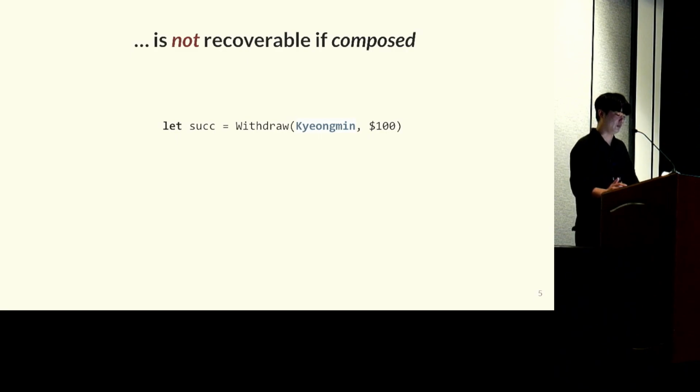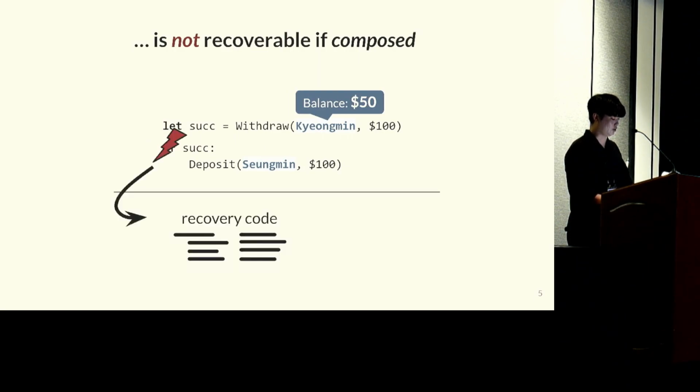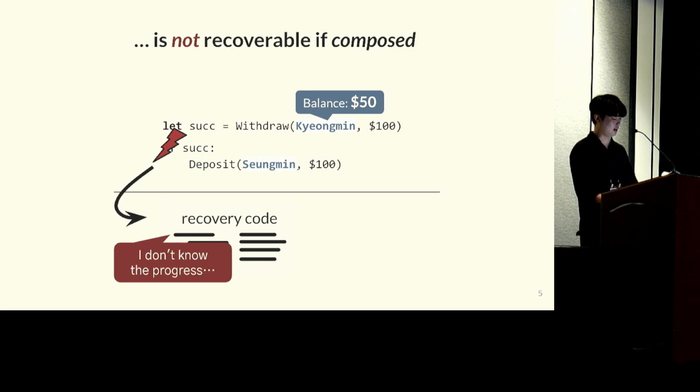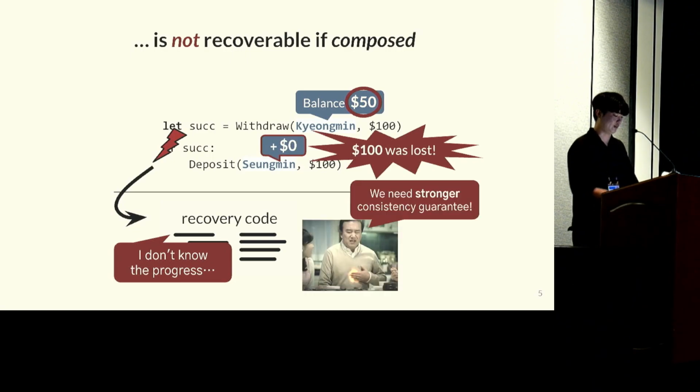However, durable linearizability isn't always recoverable when composing multiple data structures. For instance, let's assume that a code was added to deposit the withdrawn money into Seungmin's account. Starting with reducing my account to $50, then a crash occurs. Following the crash, the recovery starts. But it only knows my balance is $50, lacking the transfer's context. So the $100 disappears. For reliable programming through simple composition, we need a stronger correctness criterion.